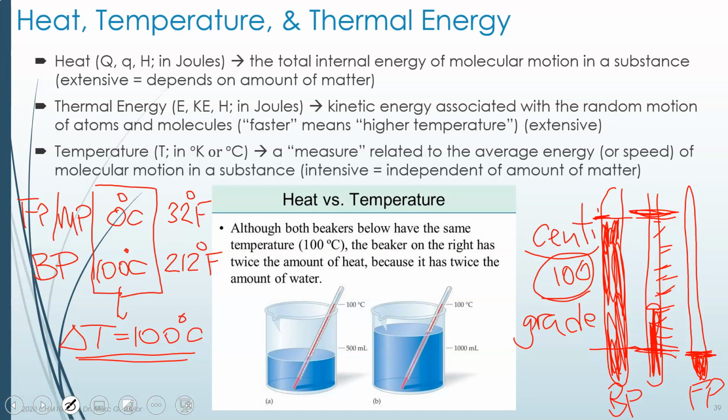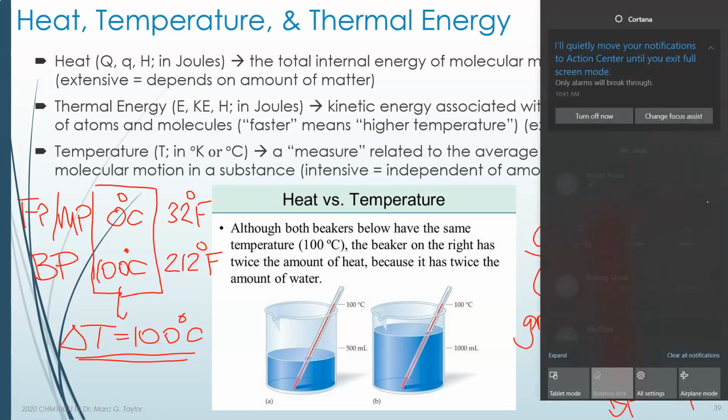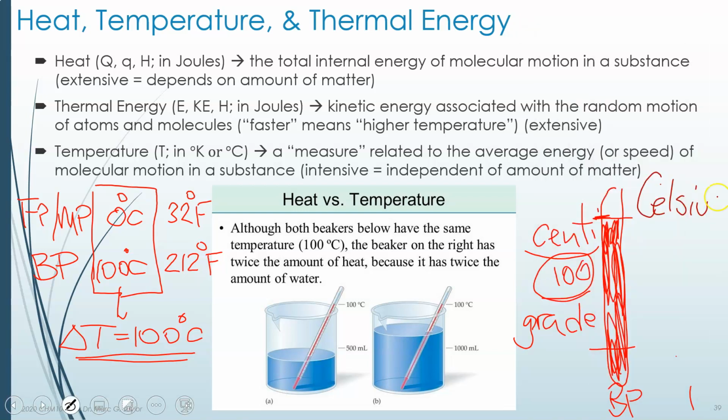And the person that created this scale was a man named Anders Celsius. So Celsius is the one who created the centigrade scale. So saying C is centigrade or C is Celsius, either one is correct. You'll hear me use both terms. They mean the exact same thing.